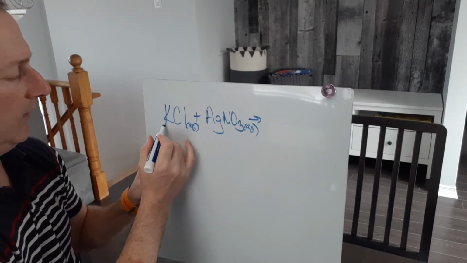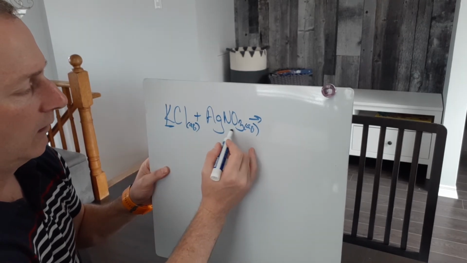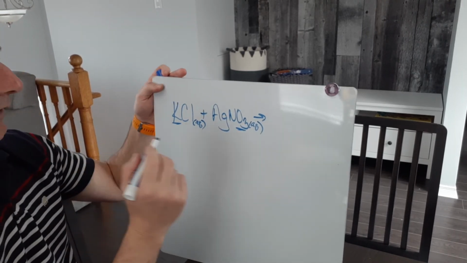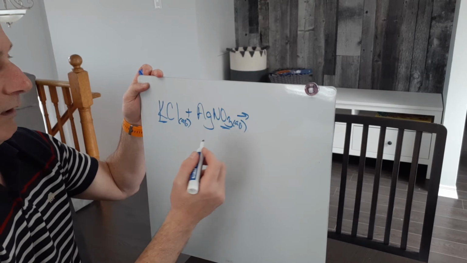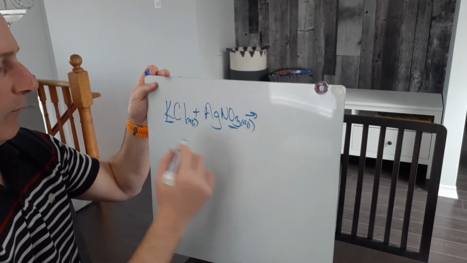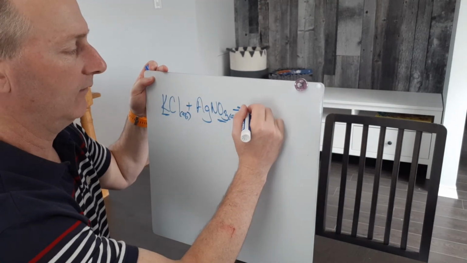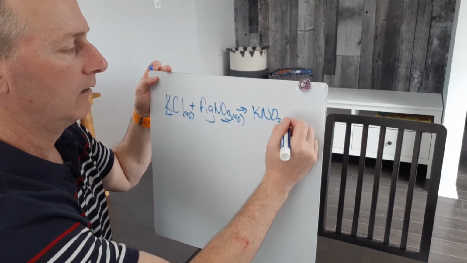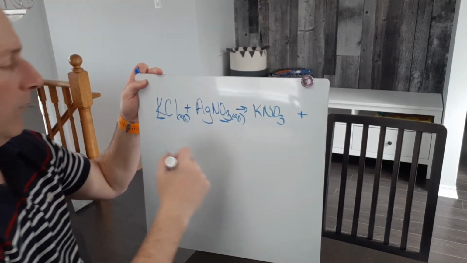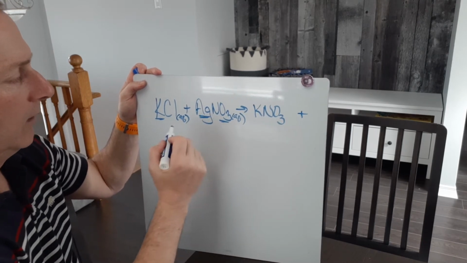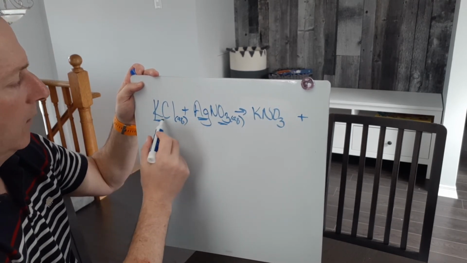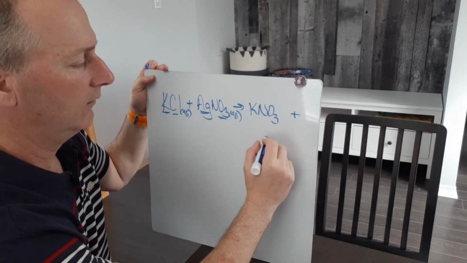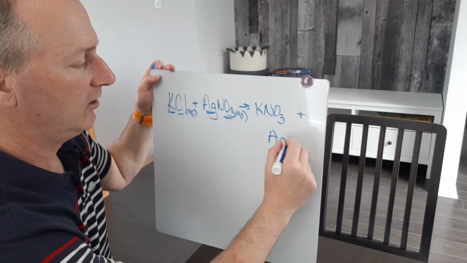So we know that we're going to take the metallic part of one with the non-metal part of the other. So this is where you have to do your nomenclature. KNO3: remember K is plus 1, NO3 is negative 1, so that's going to give you KNO3. I'll leave that and I'll put the next product here. And then silver is plus 1, chloride is minus 1, so that's going to give us AgCl.